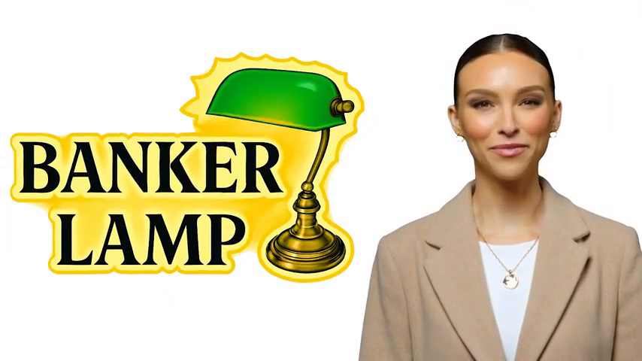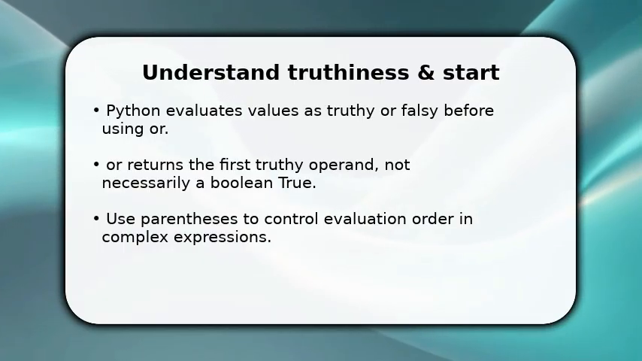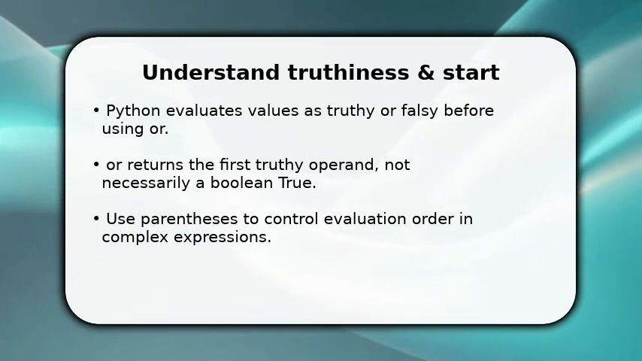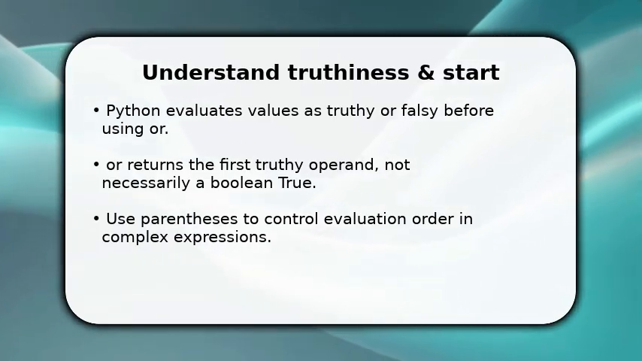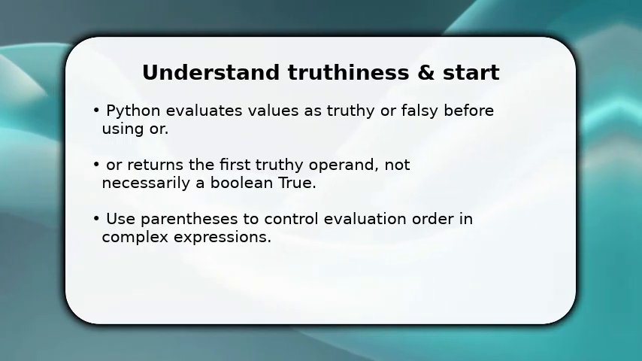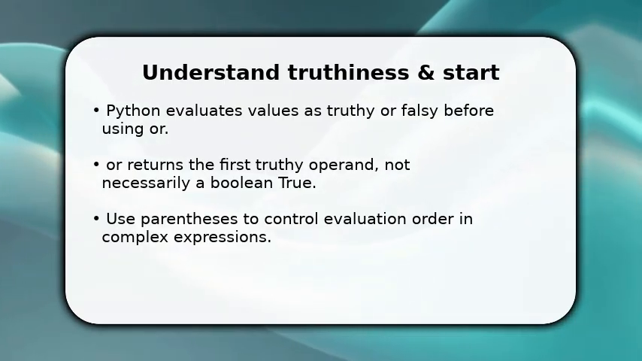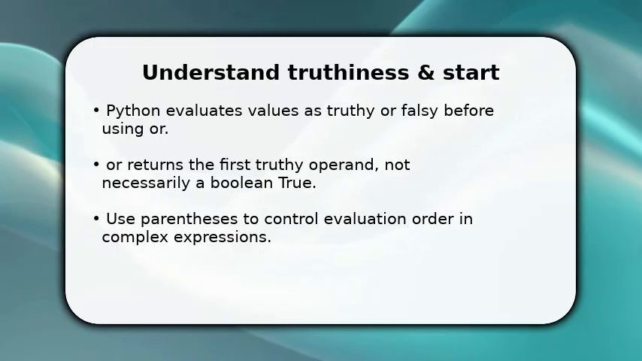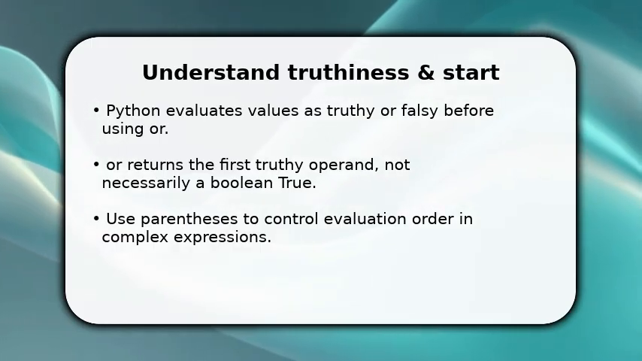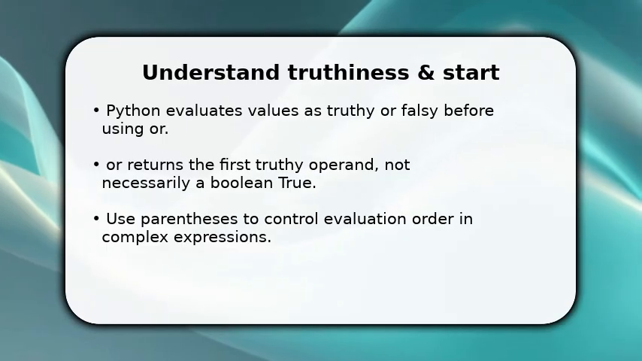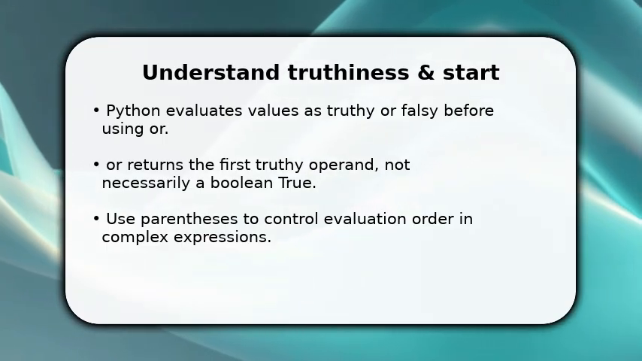Please enjoy the video. You begin by checking truthiness. Numbers, strings, lists can be truthy or falsy. Once you know that, use or to pick the first truthy operand. For example, X or default picks default when X is falsy. Make sure to parenthesize when combining with comparisons. A == B or C == D.